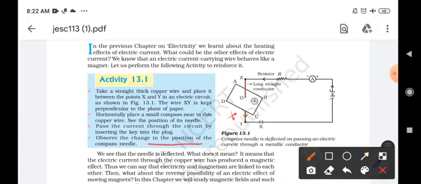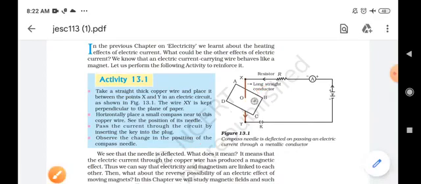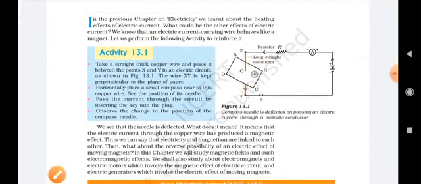So this proves that there is a magnetic field produced around this copper wire, due to which the deflection can be seen. Hence we can prove that when current flows through a copper wire, or through a wire, a current carrying conductor, there is a formation of a magnetic field, and this we can see by the deflection of the needle.